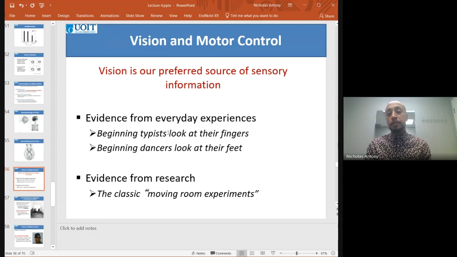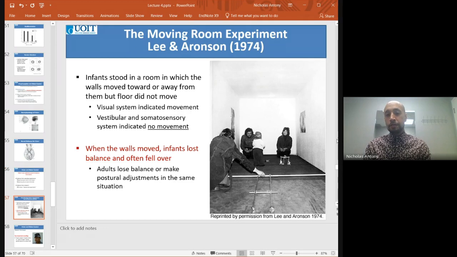Beginning typists look at their fingers. Beginning dancers look at their feet, like I had mentioned. The main study that proved this is what's called the moving room experiments. Have you ever seen this? What they would do is have people standing on this. See how this is a room, right? The room is on tracks, so you get the person turned around. And so the room goes back and forth.